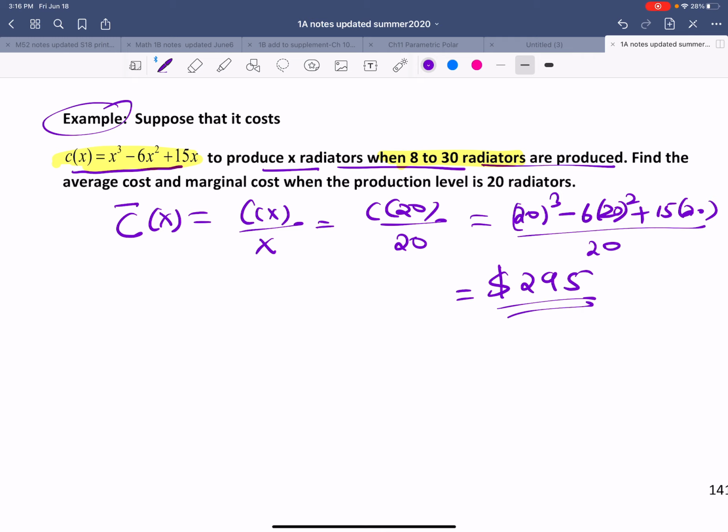Okay, now we are also looking for marginal cost. The marginal cost is the derivative of the cost function at that level of production. And marginal cost is going to tell us what it is going to cost to make the 21st product, the cost to make the next product.